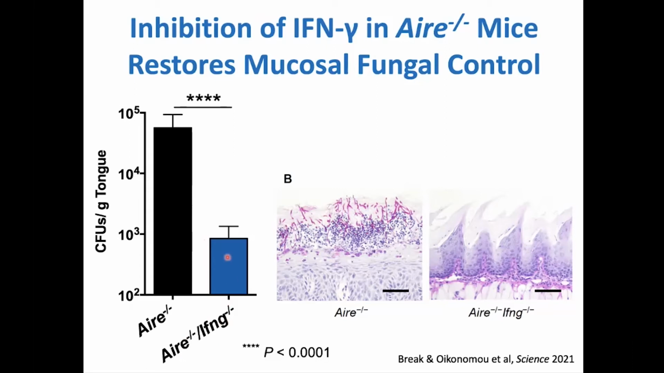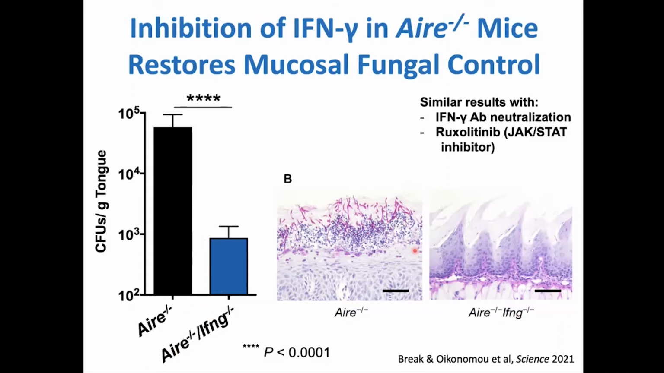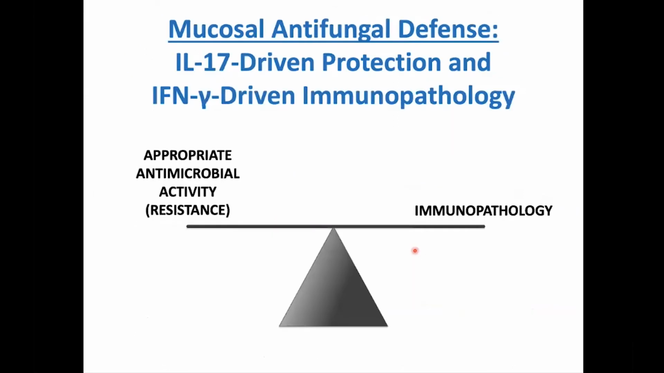the epithelial barrier, so that if you genetically delete interferon gamma from AIRE knockout mice or pharmacologically abrogate that axis, either targeting interferon gamma or JAK-STAT signaling, you can actually control the infection, which has led us to propose a new conceptual framework of thinking of CMC syndromes as, on one hand, obviously having impaired resistance in the absence of IL-17, and on the other hand, having excess immunopathology driven in this particular case by excessive interferon gamma, and obviously cases where both of those axes might be operational.